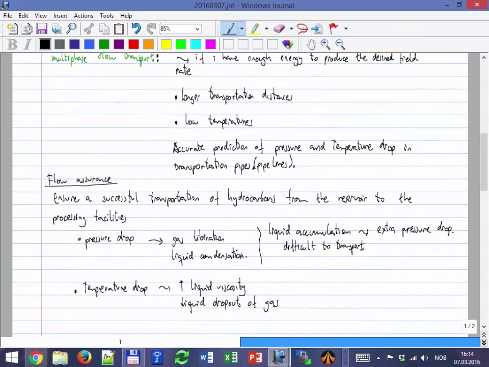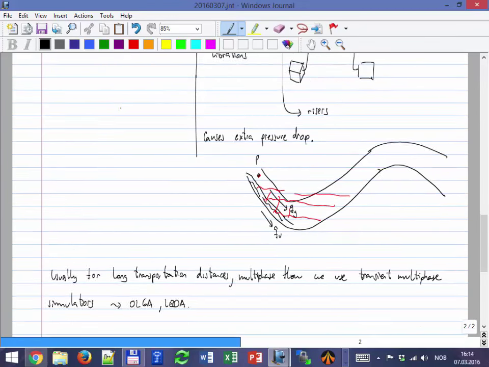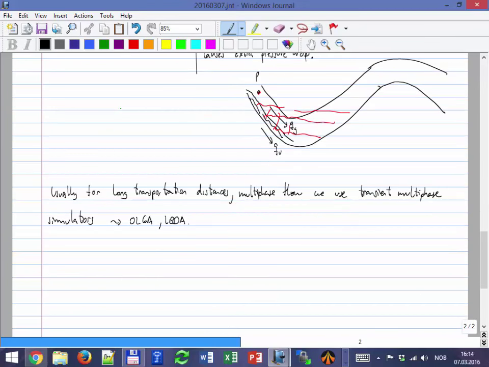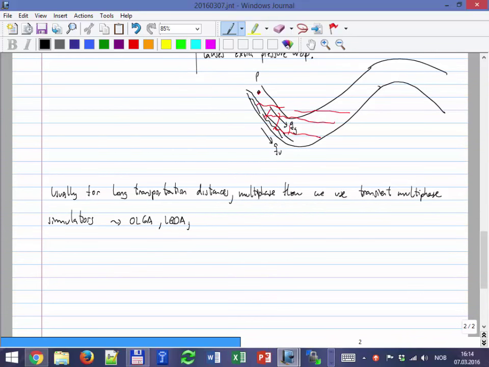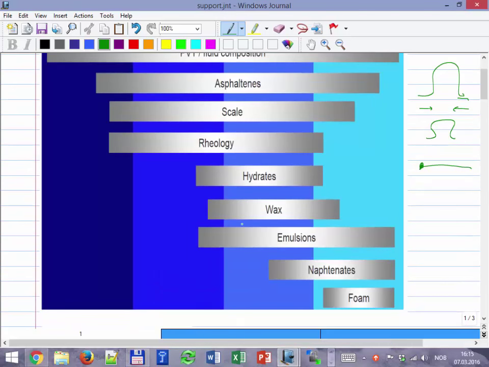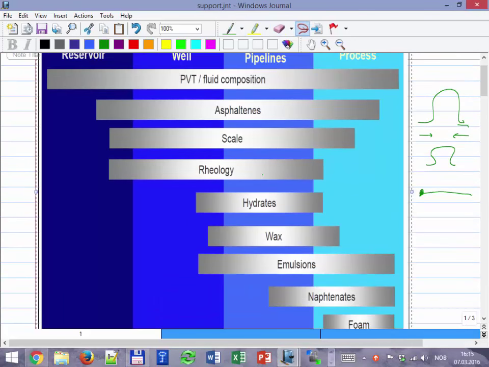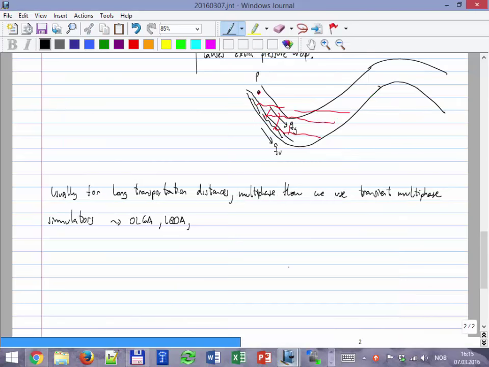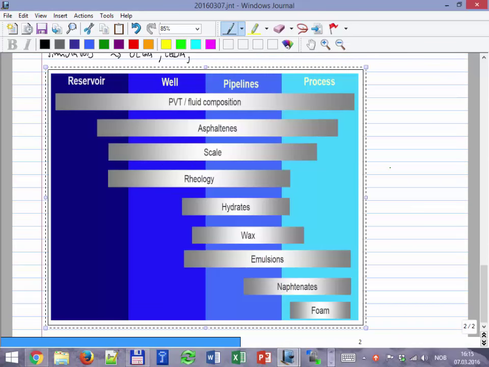So usually for these kinds of things, flow patterns and multi-phase flow, we use OLGA or LEDA. I think there is another software, but it's not used too much, so I just stick with OLGA and LEDA. Both are Norwegian technologies, developed here: OLGA in Oslo and LEDA here in Trondheim. So this is a quick overview of all the major issues you might have in flow assurance in a production system.